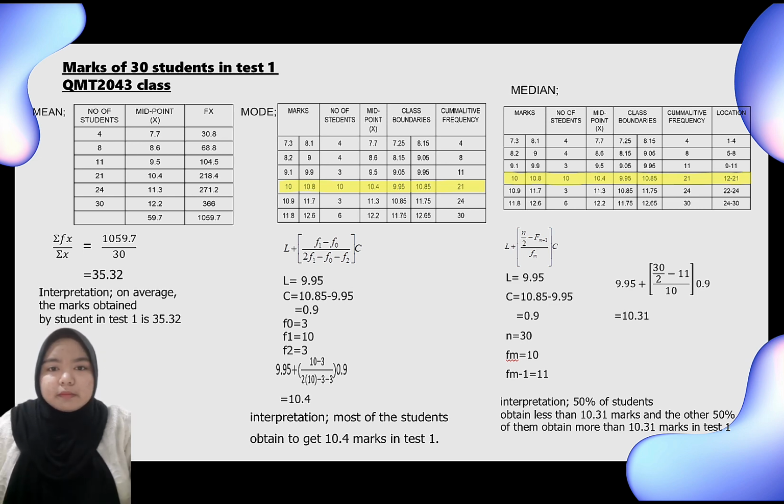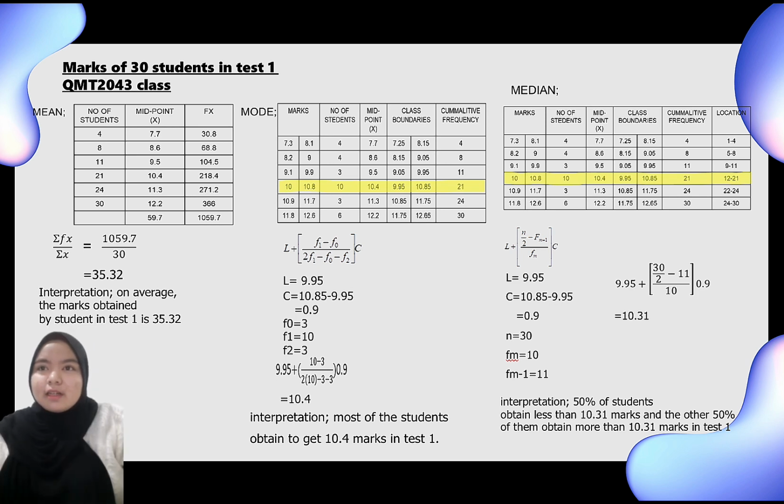L is 9.95. To find C, 10.85 minus 9.95 equals 0.9. F0 is 3, F1 is 10, F2 is 3. So we insert the numbers in the formula and we get 10.4, the answer. Interpretation: most of the students obtain 10.4 marks in Test 1.